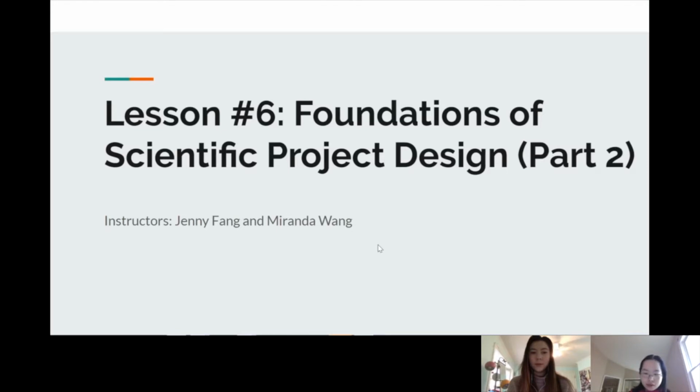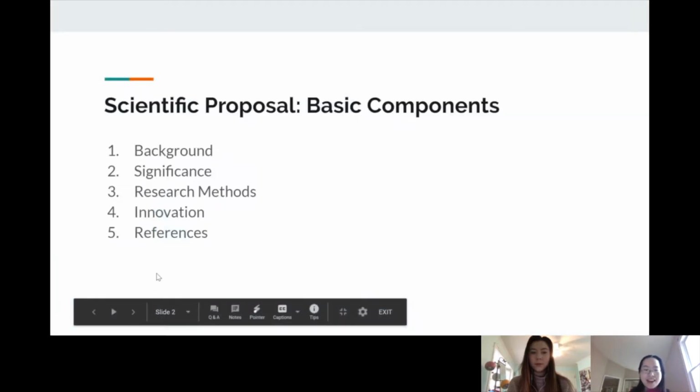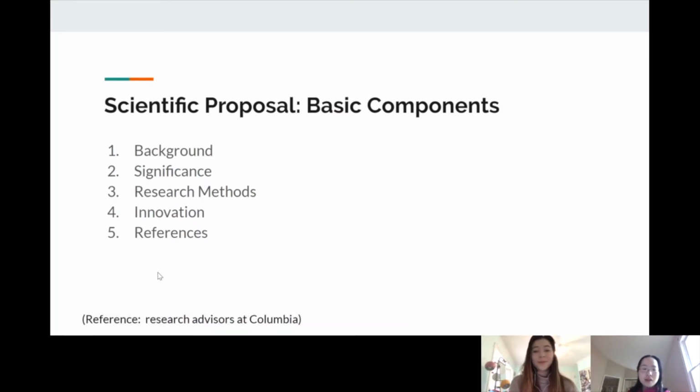And I will begin. Next slide, yes. So I'm going to begin by talking about the basic components of a scientific proposal. A scientific proposal is generally a pretty long document, and it has many different sections, but they can roughly be boiled down to 5 major sections: the background, the significance, the research methods, innovation, and references. So we're going to go through each of these components in a little bit of detail.